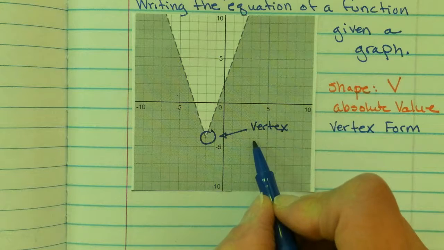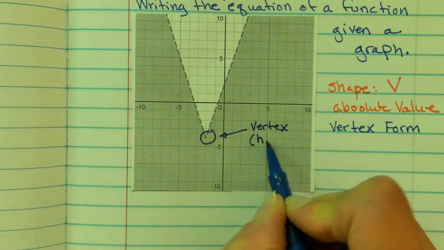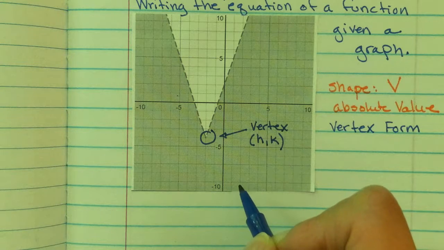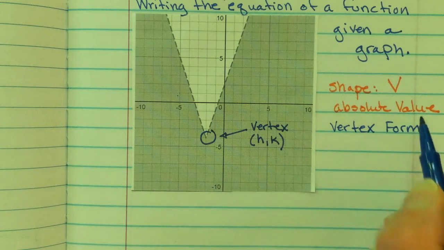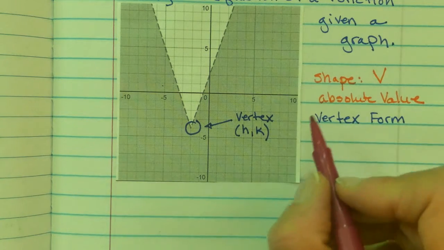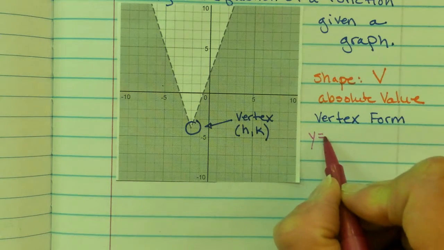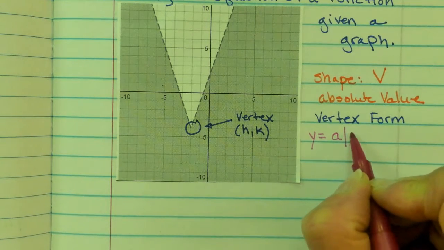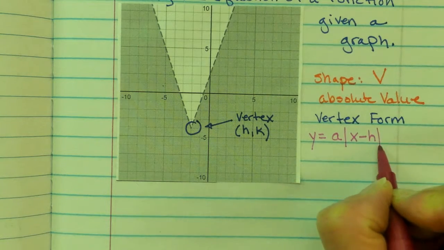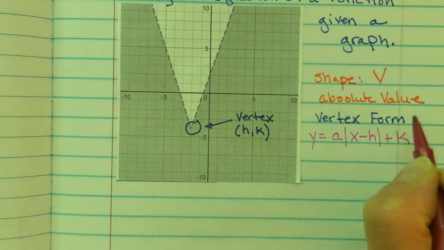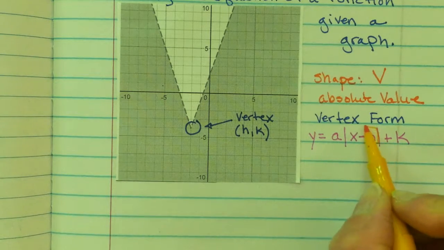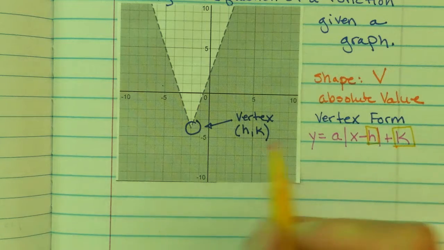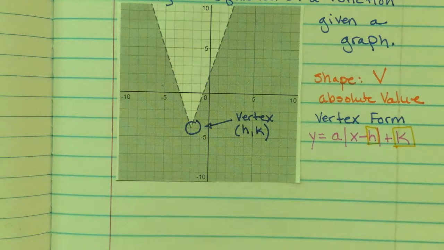The vertex is a special xy that we call h, k, and we've learned this with the transformation of functions. The vertex form for an absolute value function, you should recall, is y equals a absolute value of x minus h plus k. Just by looking at the graph, it's very easy for us to find our h and our k because they're given right here. So let's write down what they are.